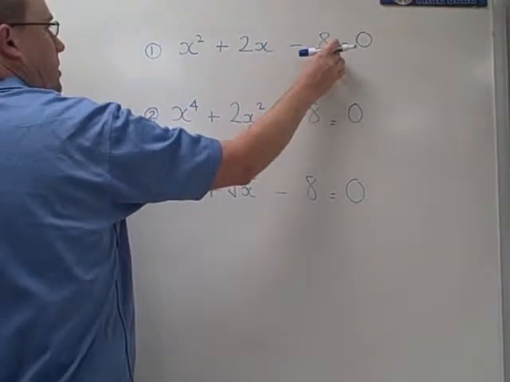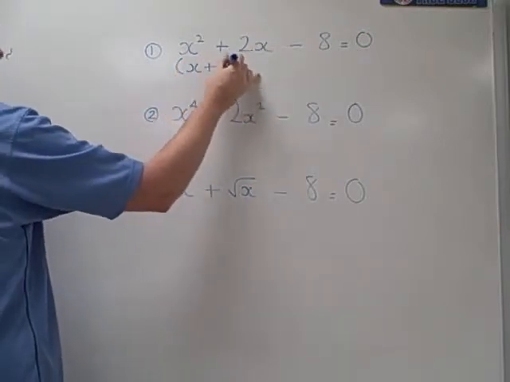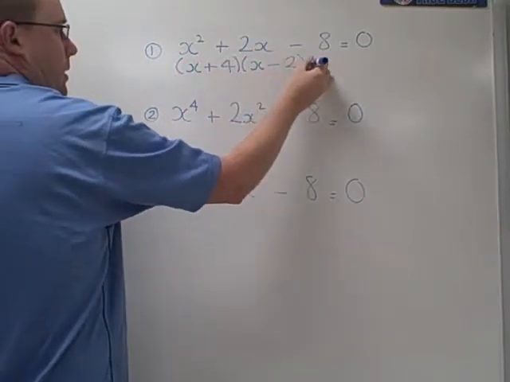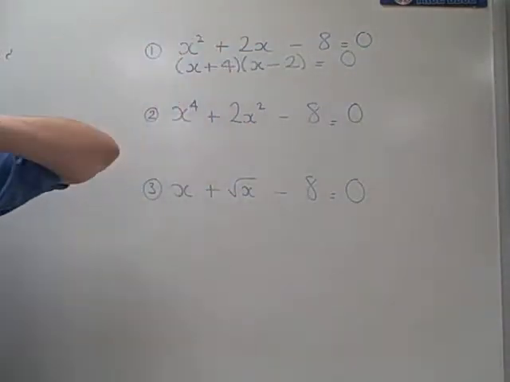So two numbers that multiply to make negative 8, and then subtract to make 2. That's going to give us x plus 4, x minus 2. And then we can take the answers from here, negative 4 and positive 2.